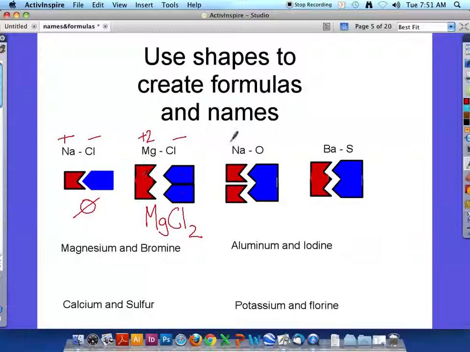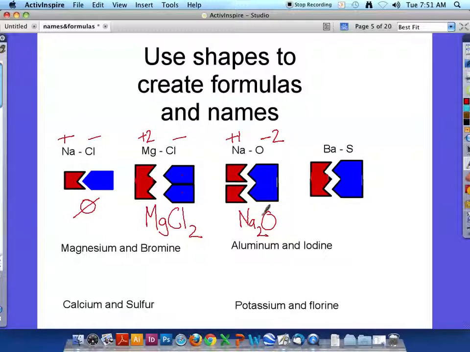Moving over to the next example, sodium on the periodic table, +1, oxygen has a -2. Visually now, you'll see that this oxygen ion has 2 points, and you need 2 sodium ions to cancel out each individual point. So this formula is written with 2 sodiums and 1 oxygen.